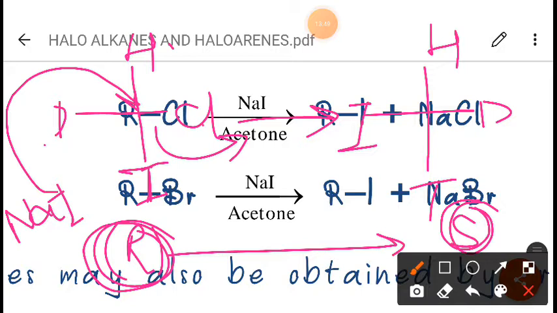That is why, when we talk about the halide exchange method or iodination, iodination of alkene is generally not carried out to prepare alkyl iodide, because it is a highly endothermic reaction. That is why we use the Finkelstein reaction. In the Finkelstein reaction, NaCl and NaBr are formed as a precipitate, and the reaction is SN2, as you have seen, and there will be an inversion in configuration. I hope you have understood this.